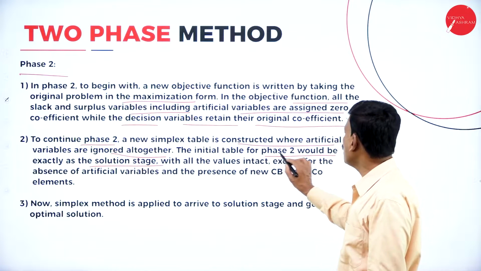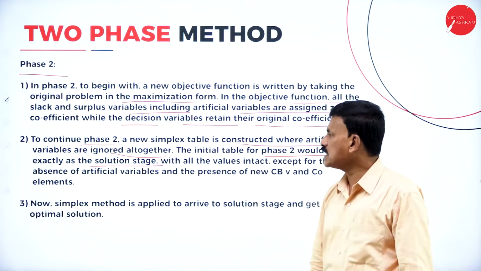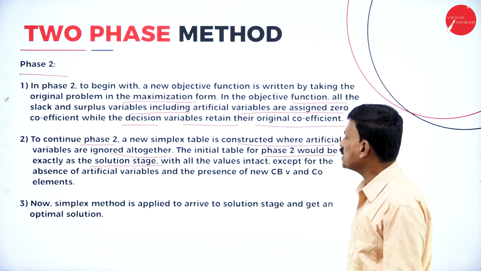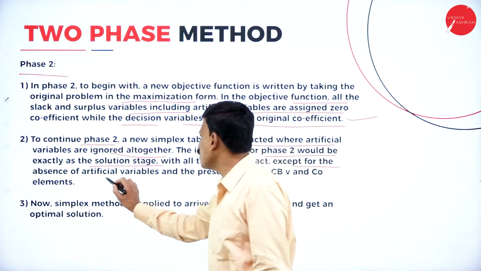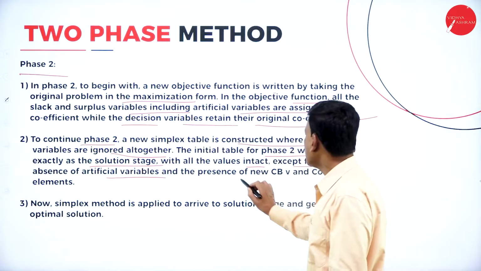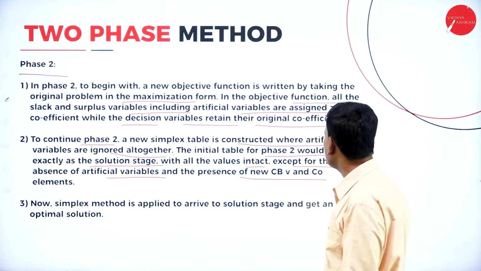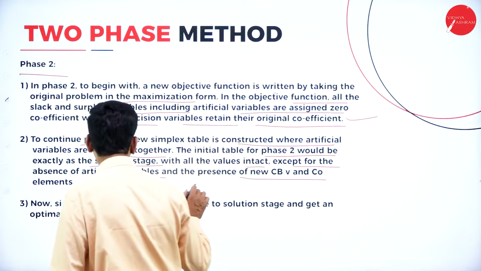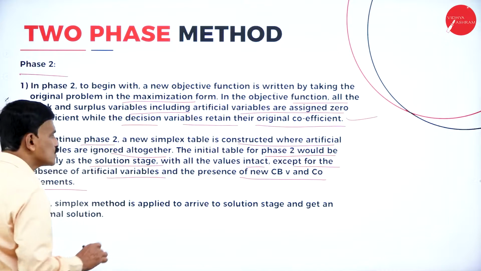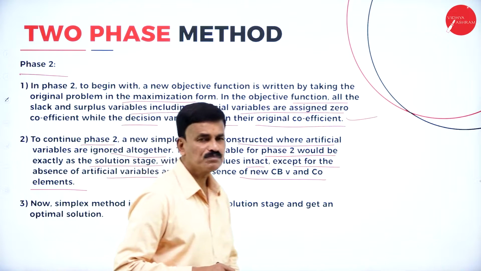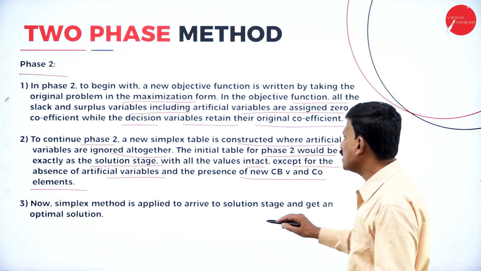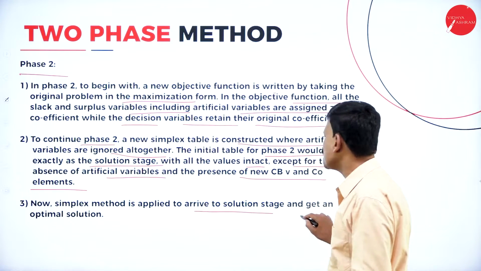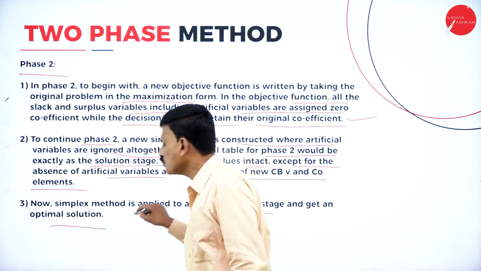The initial table for phase 2 would be exactly the same as the solution stage with all the variables intact, except for the absence of artificial variables and the presence of new coefficients of basic variables and the coefficients of the variable elements. Now the last step: the simplex method is applied to arrive at the solution stage and get an optimal solution.